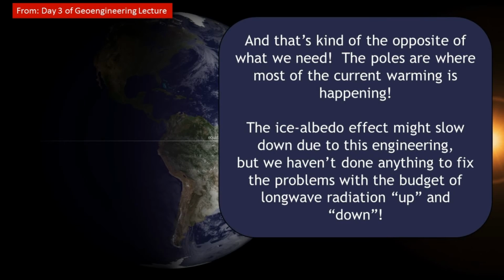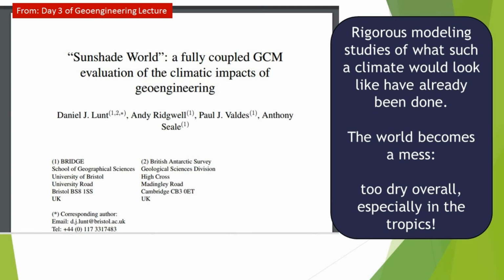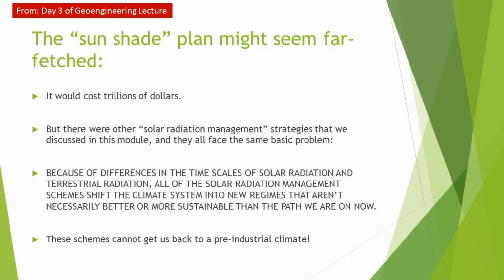We are probably making some small improvements like the ice albedo effect, but we haven't really done anything that affects the long-wave radiation, which is what is dominating the budget. In fact, we looked at the Sunshade World paper from the AGU, and saw that this makes a mess of the climate. It costs trillions of dollars, and because of the differences in how we distribute and the difference in the time scales of solar radiation versus long-wave radiation, we never get back to anything that looks like a pre-industrial climate using something like a sunshade.